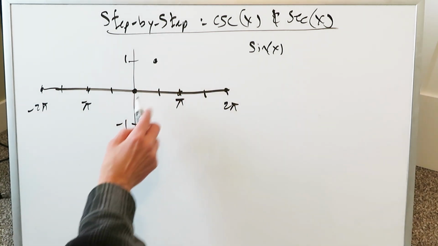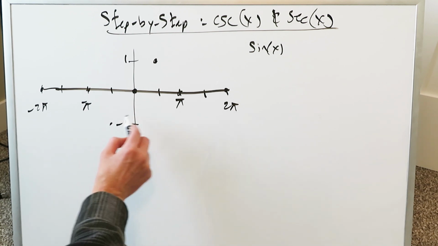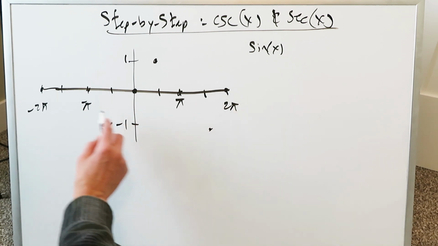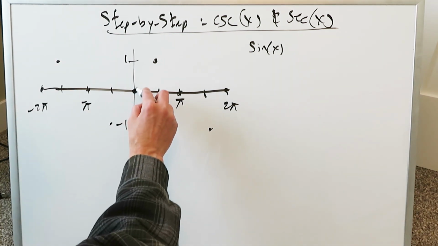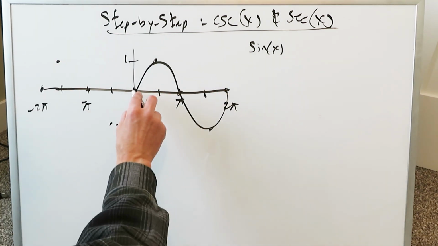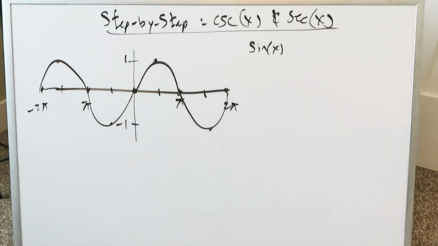Sine of 90 is always a 1. Sine of minus 90 is a -1. Sine of 270 is a -1. And sine of minus 270 is a +1. Connect the dots. And this is what you have, your basic sine curve.